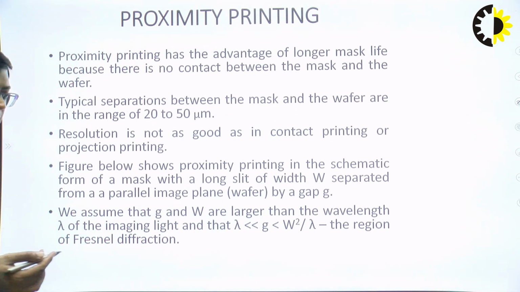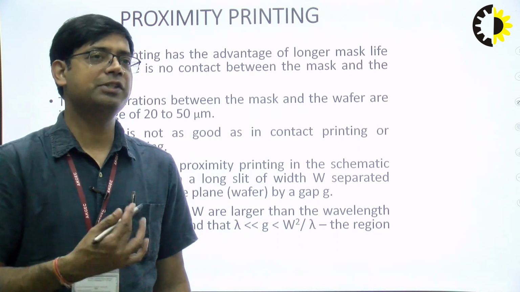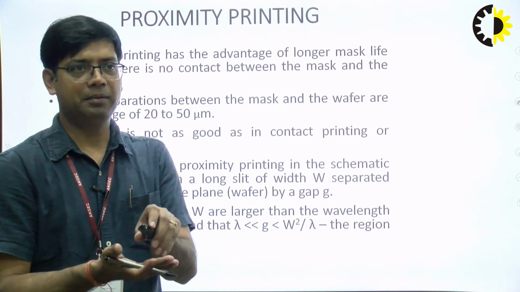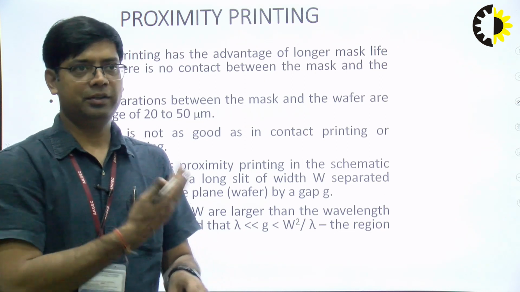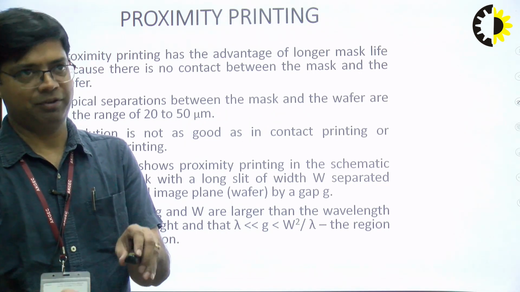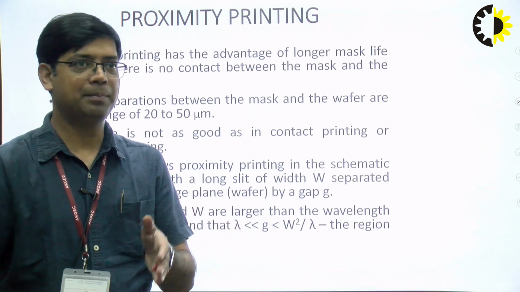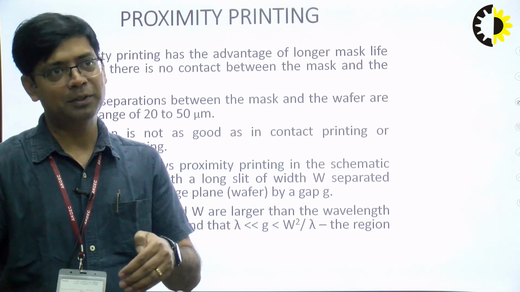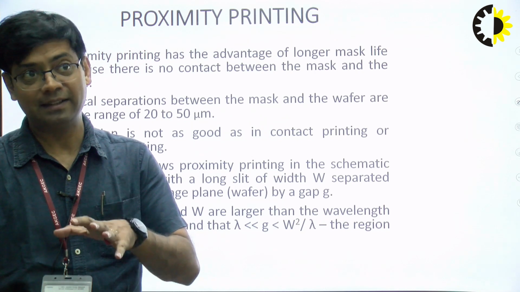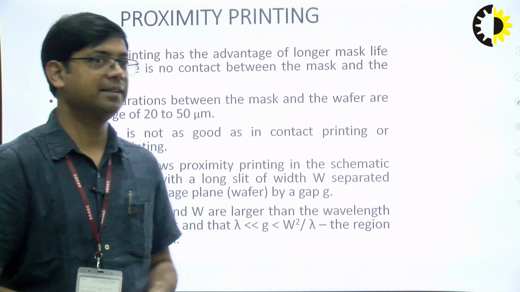Now, to remove this drawback of contact printing, that our mask gets damaged very frequently, instead of keeping the mask in contact with the wafer, we can maintain a certain gap. That is proximity printing, where there is a bit of gap between the mask and the wafer. But the drawback is that because of the gap, after passing through the mask, the radiations get deviated from their path, scattered and diffracted, so the resolution is not as good as in contact printing.